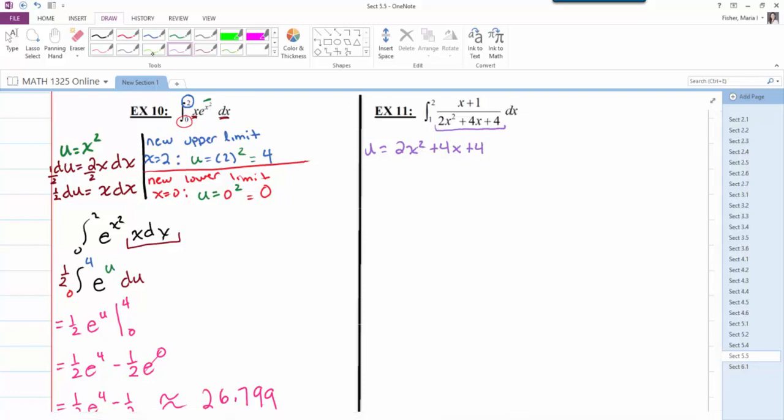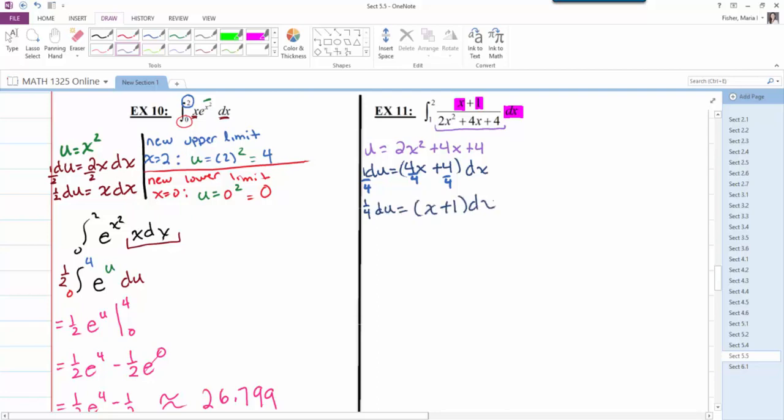If u is equal to 2x squared plus 4x plus 4, then the derivative du would equal 4x plus 4 dx. But I don't have a 4x plus 4 dx. I only have an x plus 1 dx, so I can divide the 4 out of those terms. So I end up with 1/4 du is equal to x plus 1 dx. Let's change those limits of integration.